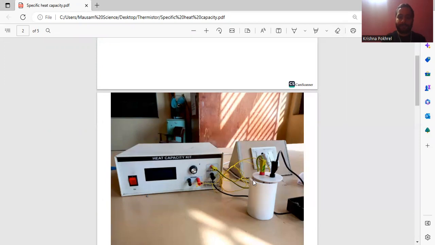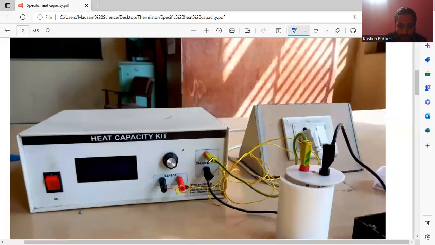In this experimental setup, this is a device, and whenever you switch it on, there will be the display. This switch is off right now. In this display you can see the temperature, and you can see the current which is supplied to this calorimeter. I want to zoom this a little bit. It is a calorimeter.